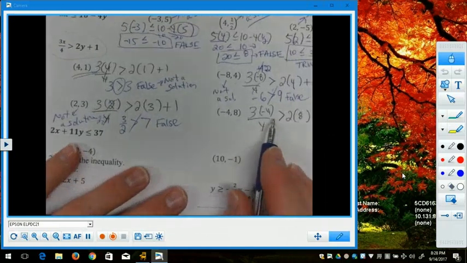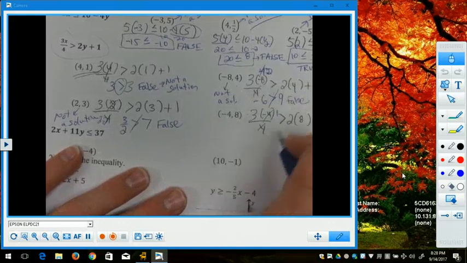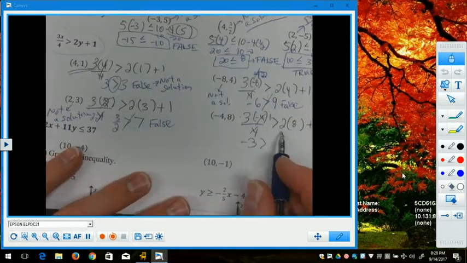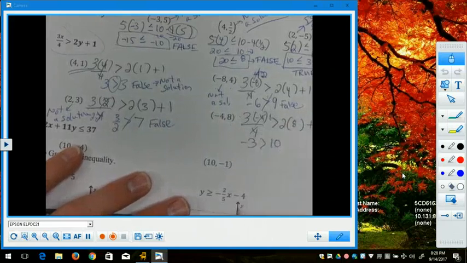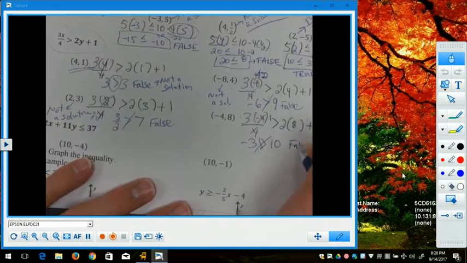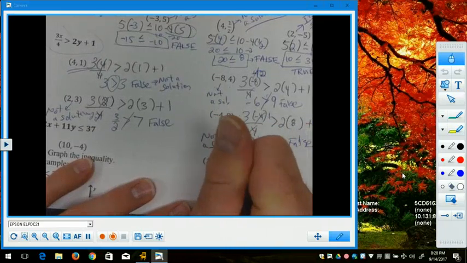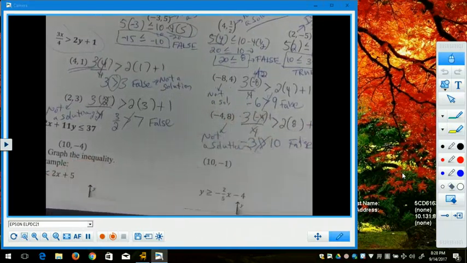And lastly, over here, negative 4 over 4, that's negative 1. Negative 1 times 3 is negative 3. Is that greater than 2 times 8, which is 9, plus 1, which is 10? And it's not. So, since it's not greater than, this is also false. Not one of these was true. This point is not a solution to the inequality.